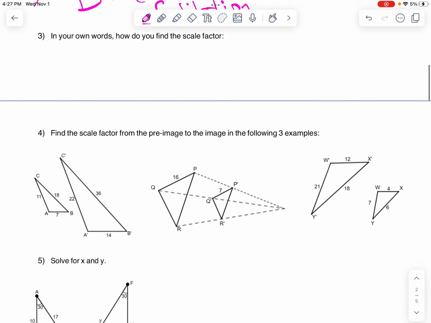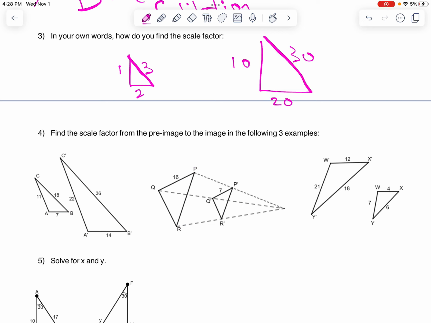Okay. All right, scale factor. How do you find the scale factor? Let's just do this example really quick. Let's say you got 1, 2, 3. That's my original. And right here, this is my bigger one, 10, 20, 30. Now, obviously not drawn to scale, but this is my original, which we call the pre-image. This guy right here is the image, and so we're going to do 2 times what is 20? 2 multiplied by the scale factor. So the scale factor has to be 10 to get 20. 2 times 10 is 20.